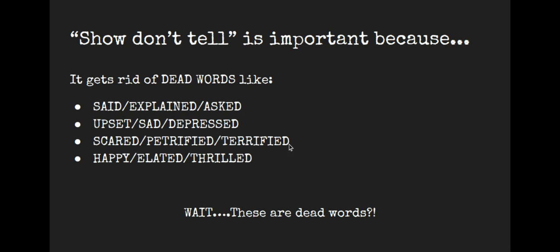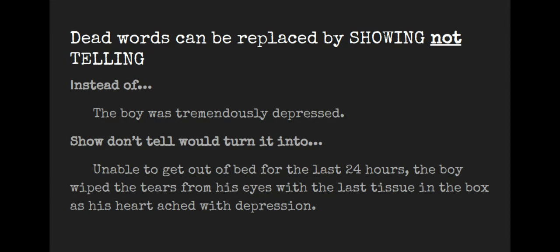Just because a word is bigger or sounds fancy, it doesn't actually make it more specific. Saying that somebody is happy versus elated might sound more mature, but it doesn't actually help me see, hear, or feel the person. So, what do we do? Dead words can be replaced by showing, not telling.